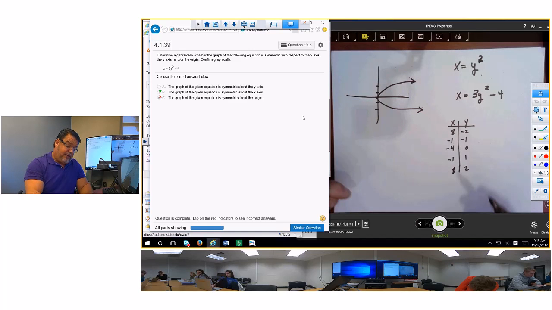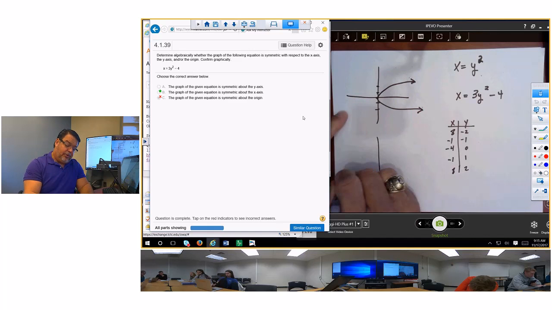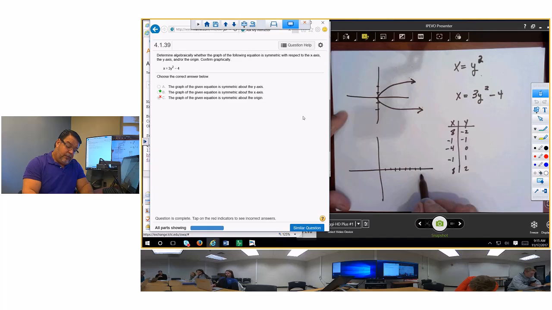So, graphing your parabola, you've got 8 and negative 2, then 8 and 2. You've got negative 1 and negative 1. So we've got negative 1 in the x direction and negative 1 in the y direction. You've got negative 1 and positive 1. And then you've got negative 4 and 0.